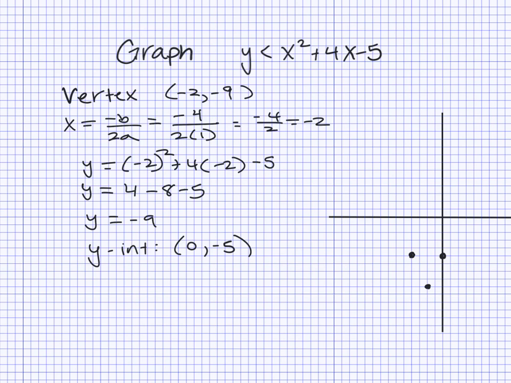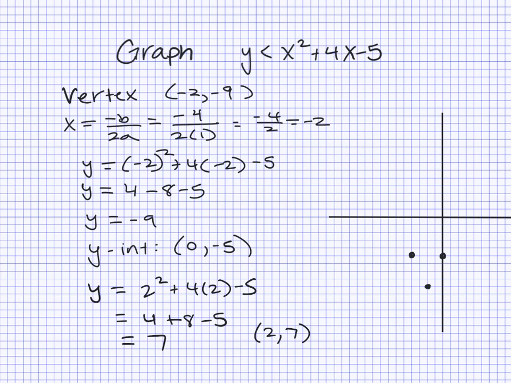A lot of times that's enough points, but let's say that those points were really close together and didn't give us a very good image of our graph. We might plug in another value. For example, I might plug in 2, and if I did that, I'd get 2 squared plus 4 times 2 minus 5, which would be 4 plus 8 minus 5, which would be 7. And so that would give me the point 2, 7.